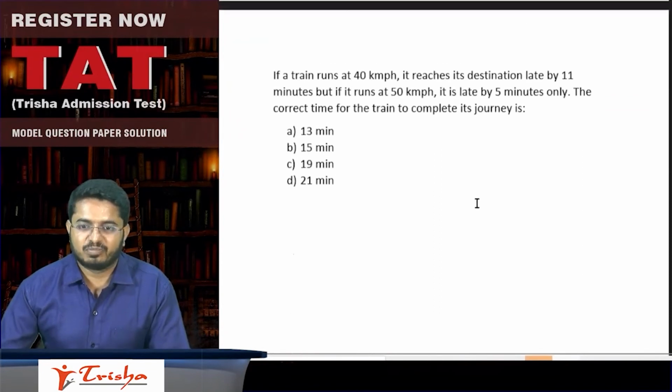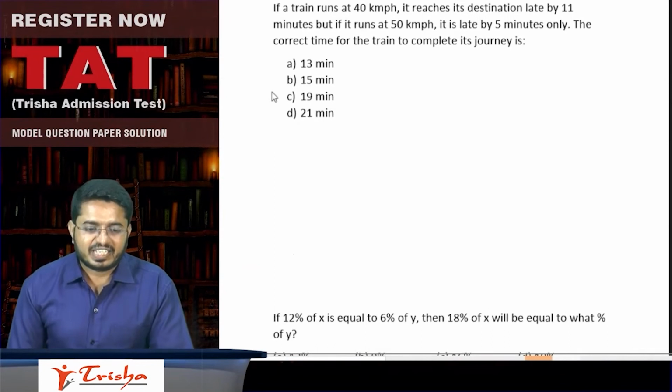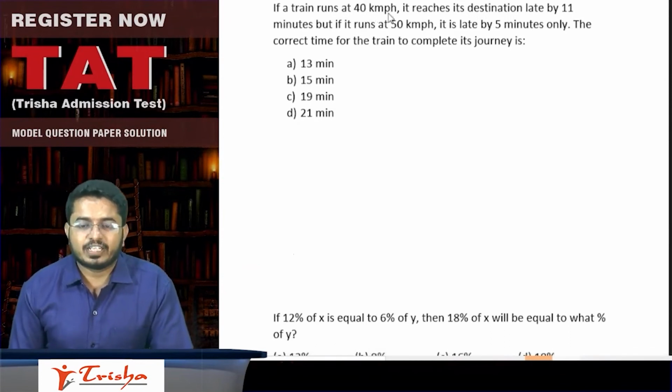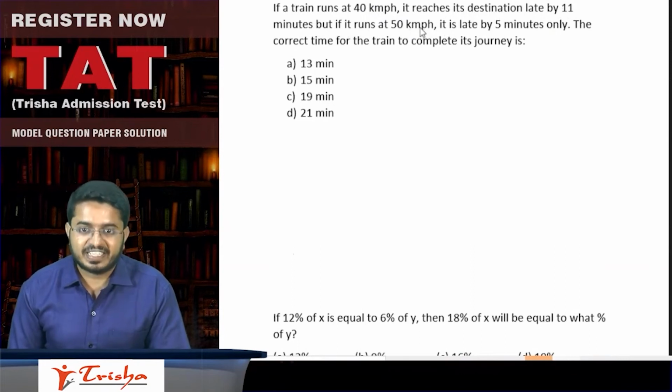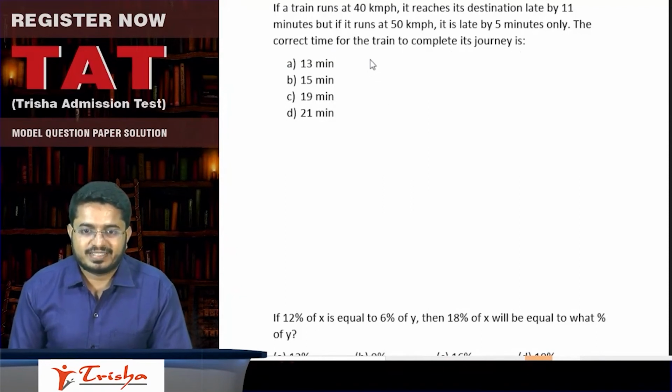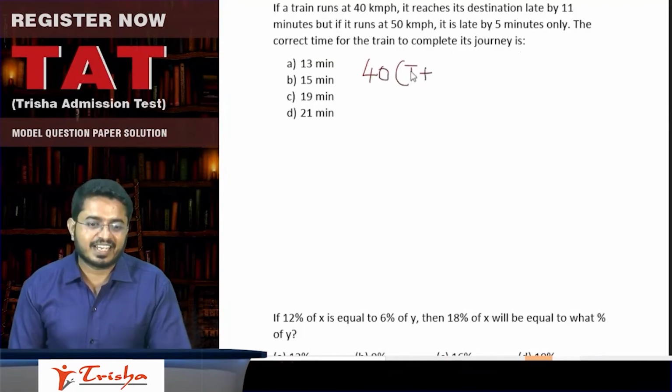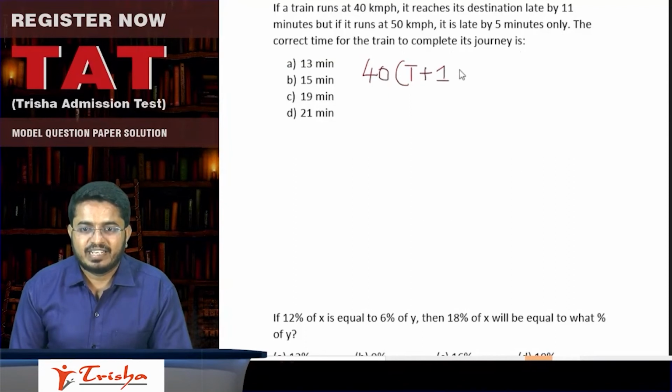Here, you'll have to apply a formula. Very simple problem. If a train runs at 40 km per hour, it reaches its destination late by 11 minutes. But if it runs at 50 km per hour, it is late by 5 minutes only. The correct time for the train to complete its journey is? So what has happened? Let's say it runs at 40 km per hour. So actual time, whatever should be the time that it has to reach, it is late by 11 minutes, correct?